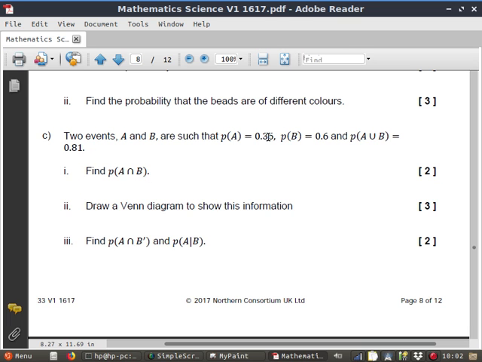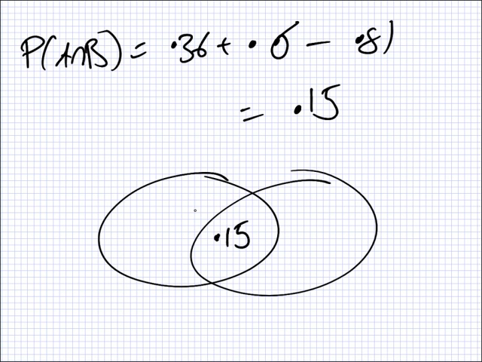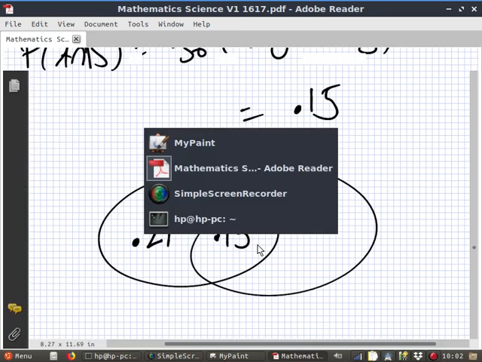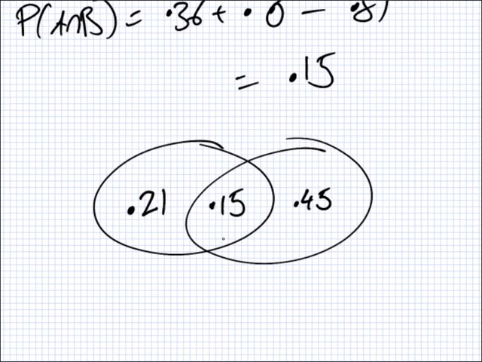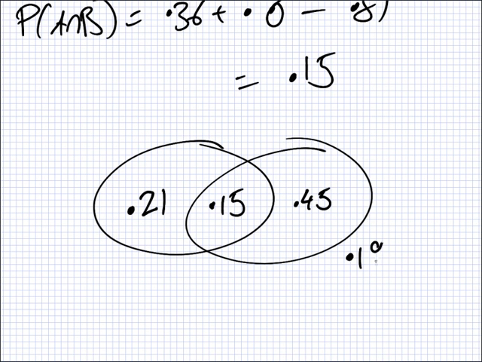So that has to be 0.15. But you know the A is 0.36. So to make this add up to 0.36, this is 0.21. And then the B needs to be 0.6, so this has to be 0.45. And what does this add up to? 0.81. Is it 0.19 on the outside then? Okay.